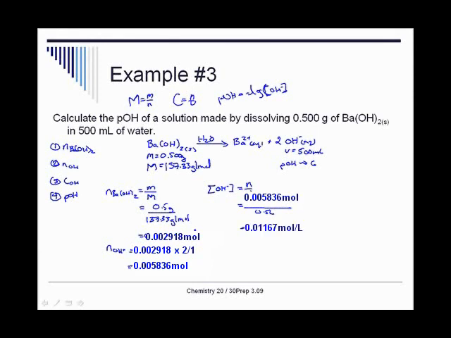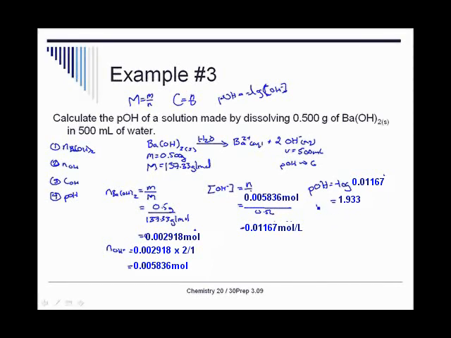And we get 0.0146 moles per liter. And then we can take that and find our pOH. So pOH is equal to negative log of 0.0146. So our pOH is 1 point, and again, sig digs, we have 3, so we need 3 digits behind our decimal, 837.